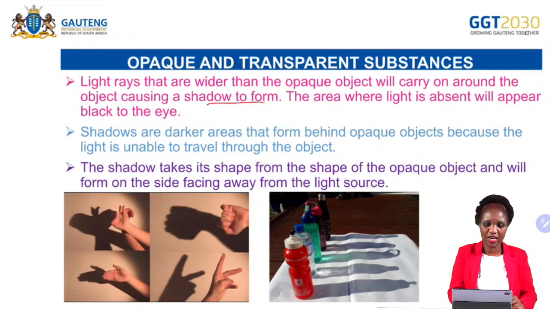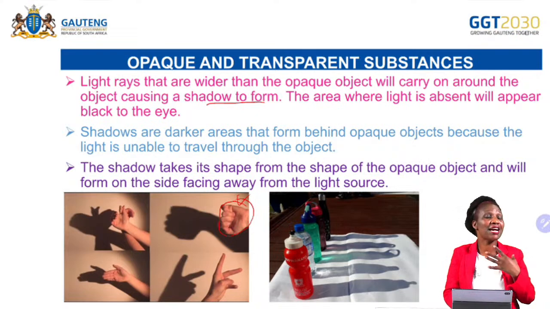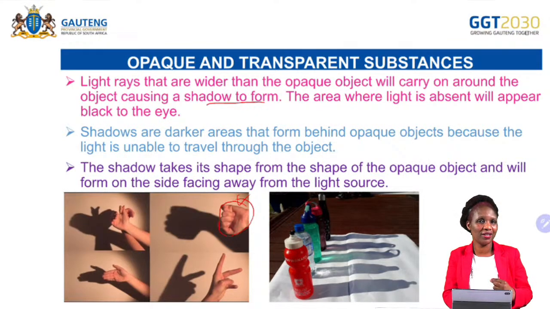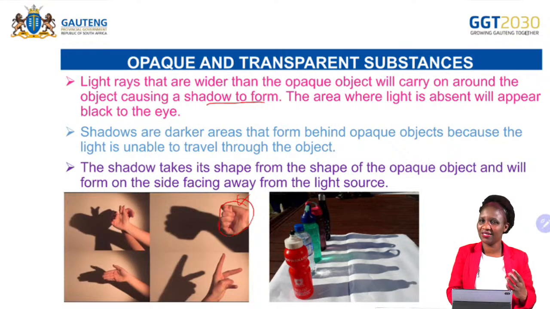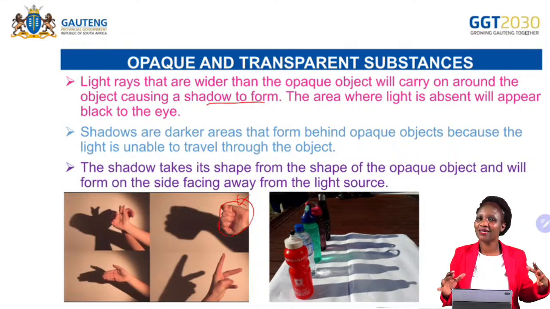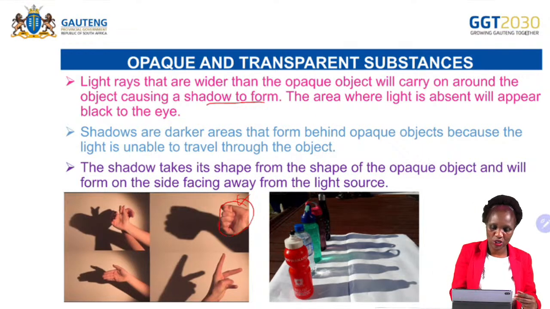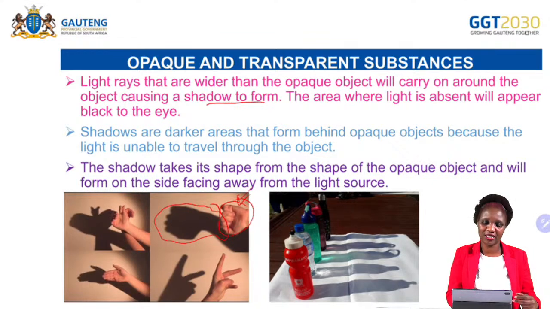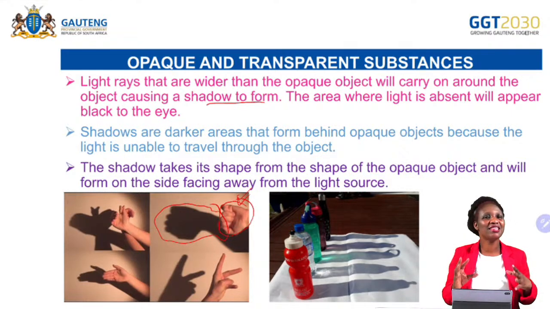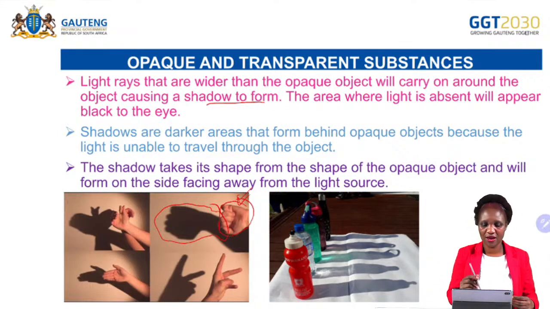For example, let's look at these pictures here. I love these pictures. Let's look at this hand. It is opaque. It doesn't allow light to travel through it. And then what happens as a result? If the light rays are wider, it's going to cause a shadow. You see this shadow? This is the shadow of this hand. Why? Because the hand is opaque. It doesn't allow light to travel through. And the light rays are wider. Therefore, they cause a what? A shadow at the back.